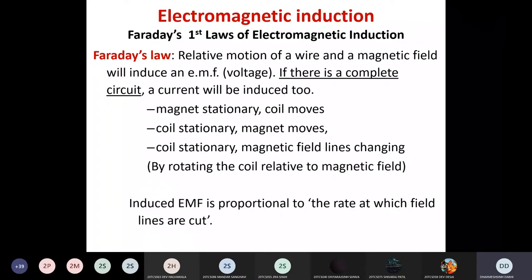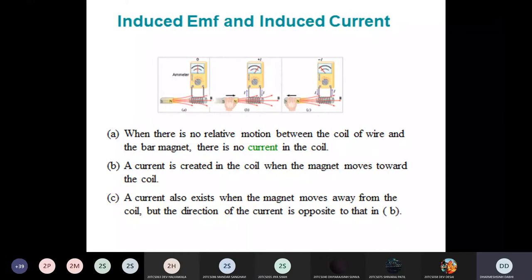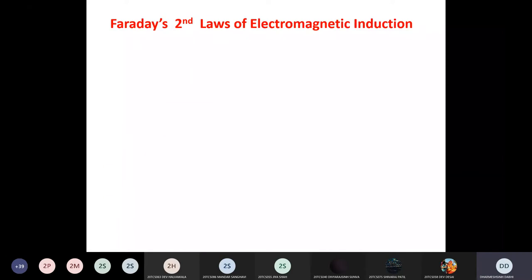Clear? So the magnitude of the induced EMF, or the magnitude of the current flowing into the coil, depends upon the rate of change of flux linkages. If there is a greater rate of change of flux linking with the coil, there is more current or more induced EMF. Clear? That is Faraday's first law of electromagnetic induction. The same thing is written here, which we have seen in the graphic animation video.